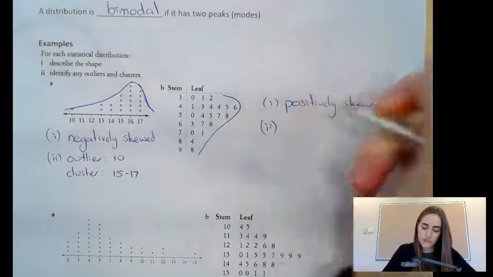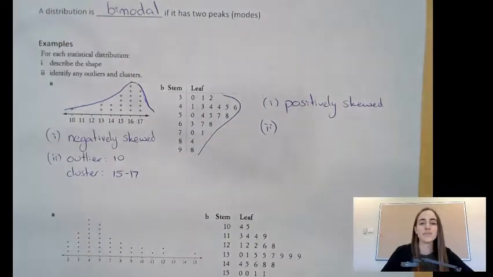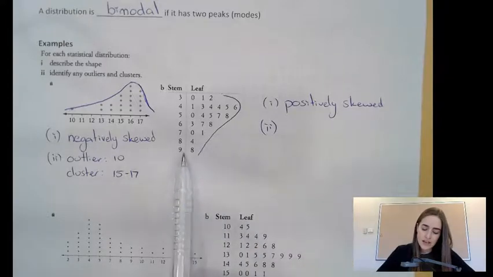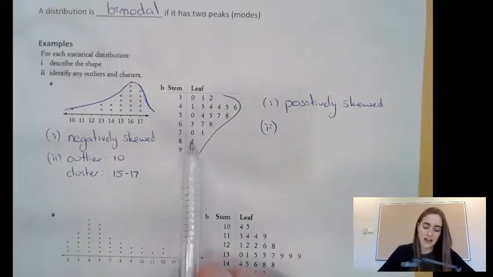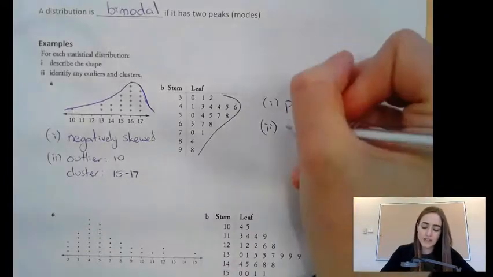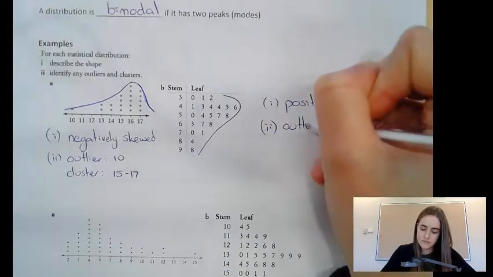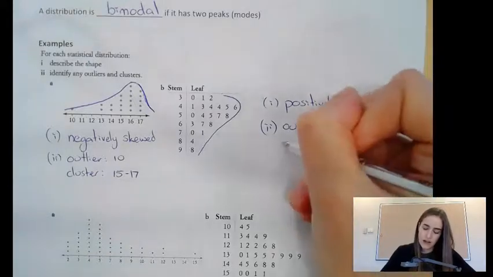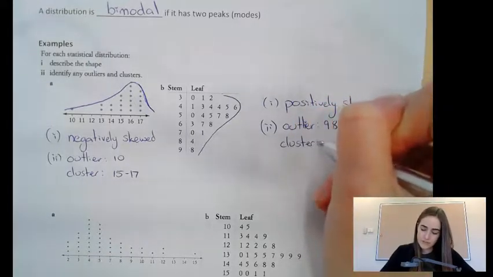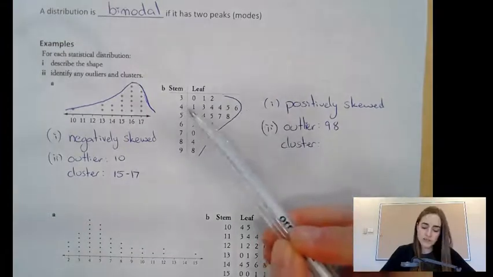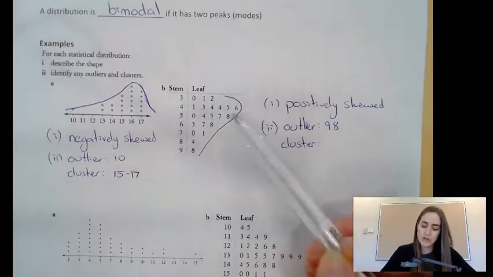And part two asks us to look at outliers and clusters. So there's no obvious outliers when you first look at this because there's no big gaps in our data display. But when we actually look at the numbers, our highest number is a 98 and the next number down is an 84. So that means there's a gap of 14 between those two scores. So 98 does look like an outlier to me. And the clusters, again, I'm going to say where the bulk of the data is. So I'm going to say in the 40s and the 50s.